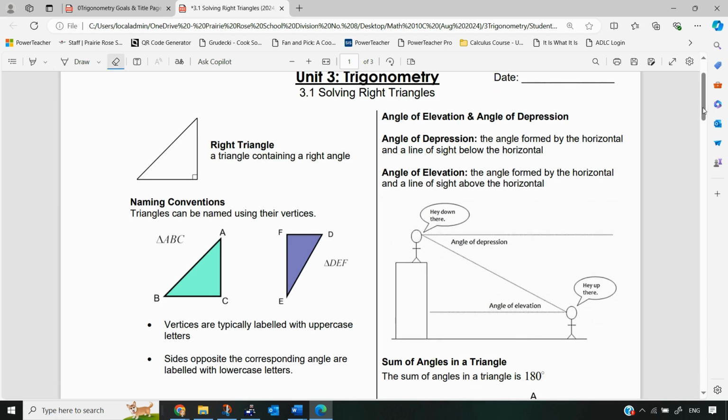Now, when we name triangles, we typically name them based on their vertices. So that first triangle could be triangle ABC. We could also call it triangle BAC or triangle CAB or CBA. The next triangle there is triangle DEF.